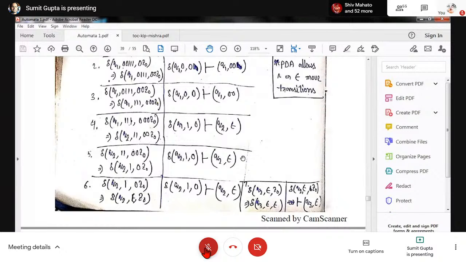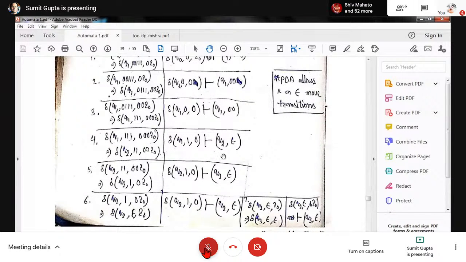That is the logic. So we are using these transitions, and this transition means that the moment 1 is encountered on the input tape, the middle one is on the input tape, and the third one is the 0 on the stack. At that moment we will be popping out that 0. This epsilon indicates popping out of that 0.